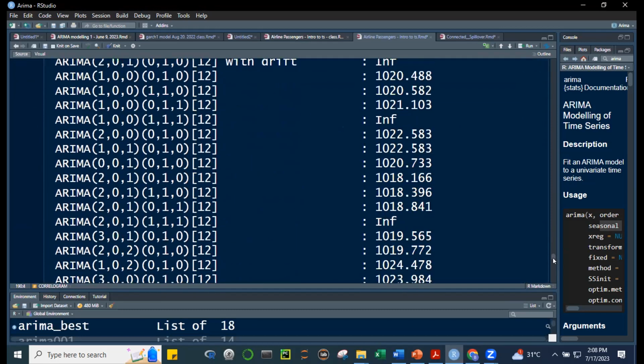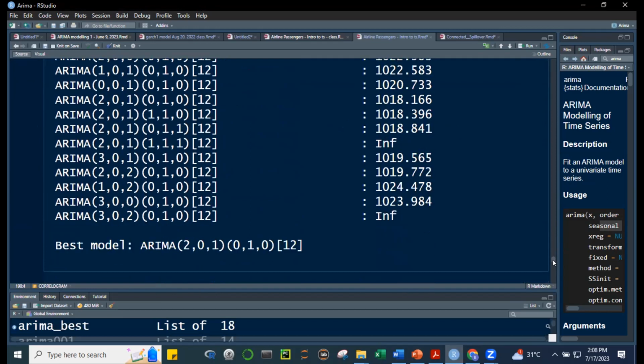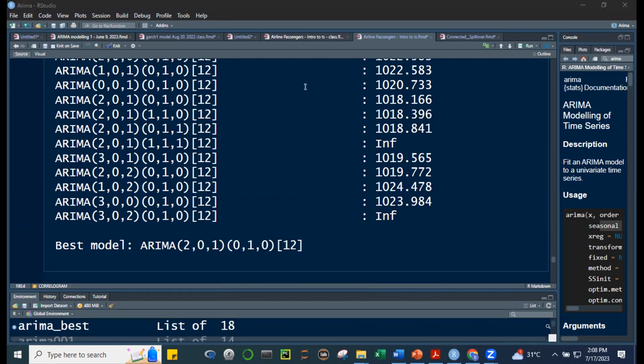Tapos yung iba walang drift. And it tells us that the solution is ARIMA 201 010, and then my 12. Okay. Ano 'to? Ano 'to, class? Okay, this is something that we are meeting for the first time.